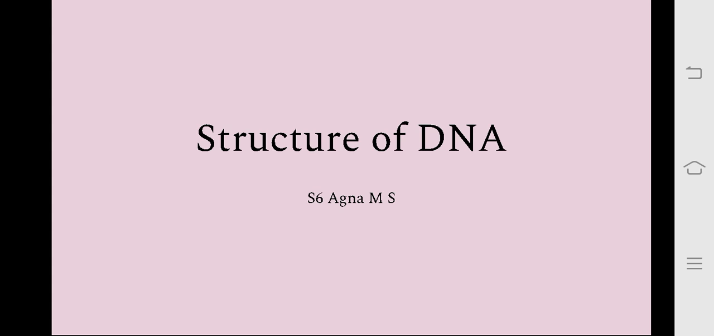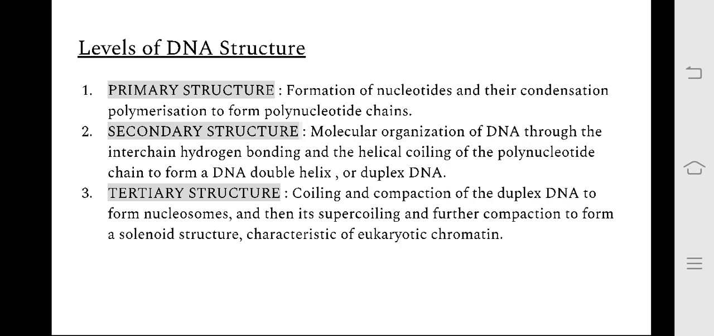Hi all, my topic is structure of DNA and I am starting with the topic levels of DNA structure. First one is primary structure. It's the formation of nucleotides and their condensation polymerization to form polynucleotide chains. Second one is secondary structure. That is the molecular organization of DNA through the interchain hydrogen bonding and the helical coiling of the polynucleotide chain to form a DNA double helix or duplex DNA.